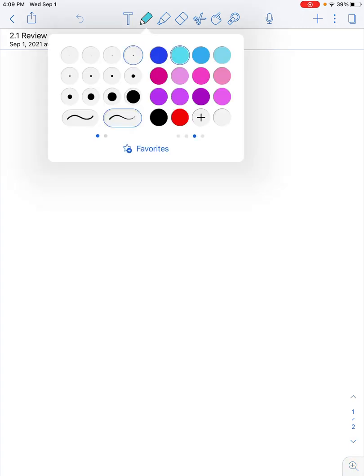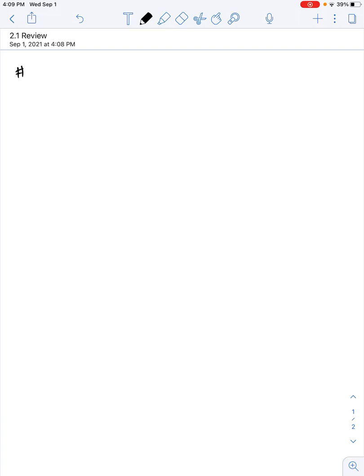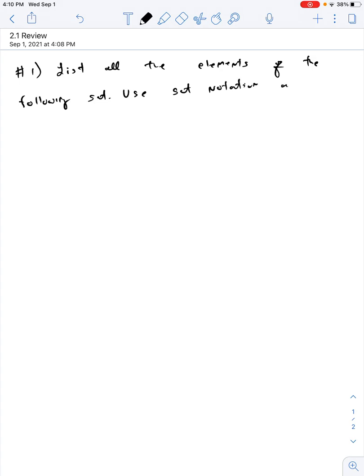Okay, we are reviewing homework 2.1. Let's start off by taking a look at number 1. Number 1 asks you to list all the elements of the following set. It tells you to use set notation and the listing method.